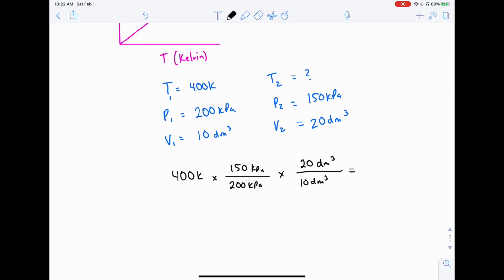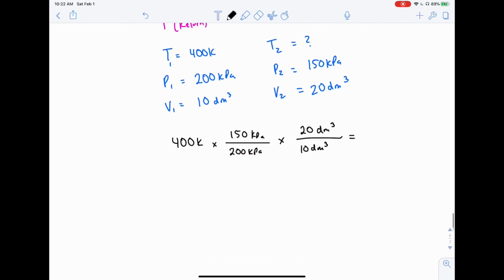Yes, Tamor. Does it matter which ones are on the top and which ones are on the bottom as long as they're consistent? No, it does. So it matters which way it's changing. So it's this way, Tamor, because pressure 2 is going down. So then temperature 2 should be going down. So we multiply by this so that the number gets smaller. So we want the fraction to be less than 1.